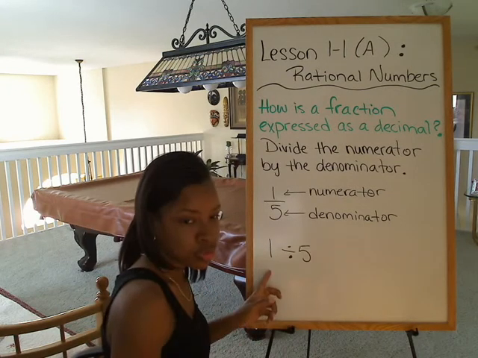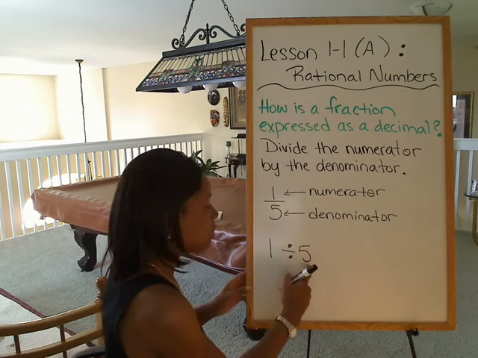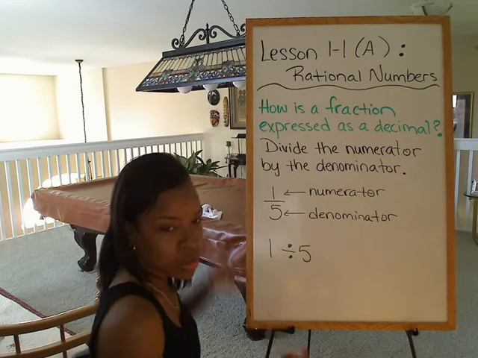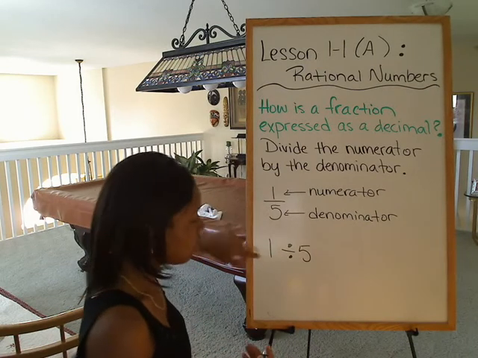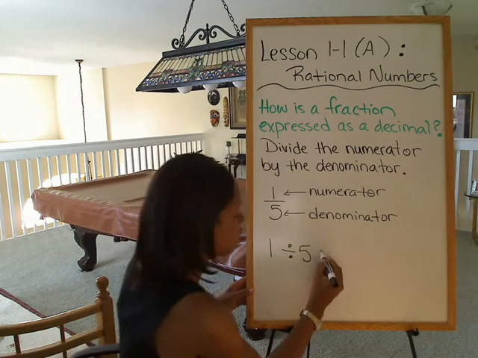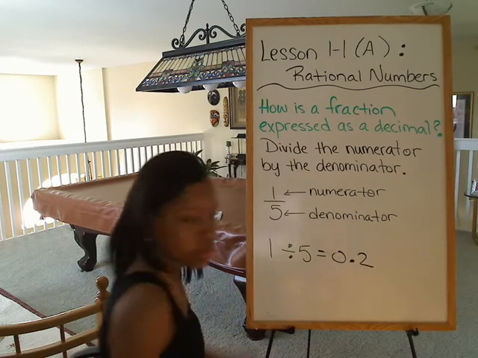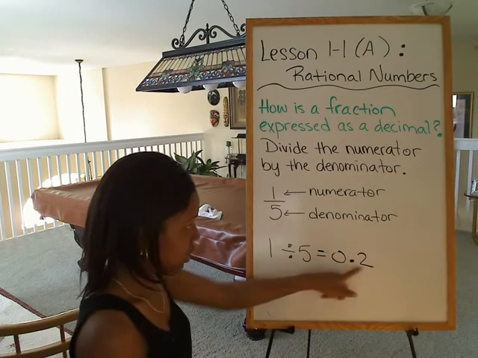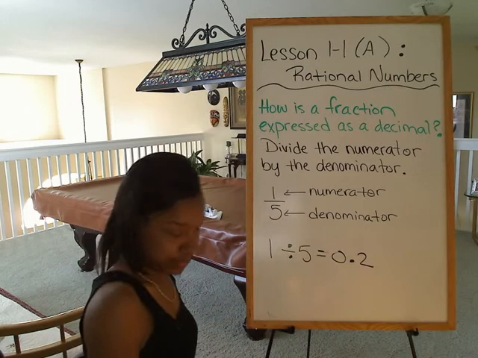It's very important that you put them in your calculator in the correct order. The 1 first divided by the 5. If you do 5 divided by 1, you won't get the correct answer. The decimal won't be equal to 1/5. When you put 1 divided by 5 in your calculator, you should get 0.2. So this would be the equivalent decimal, or this fraction expressed as a decimal.